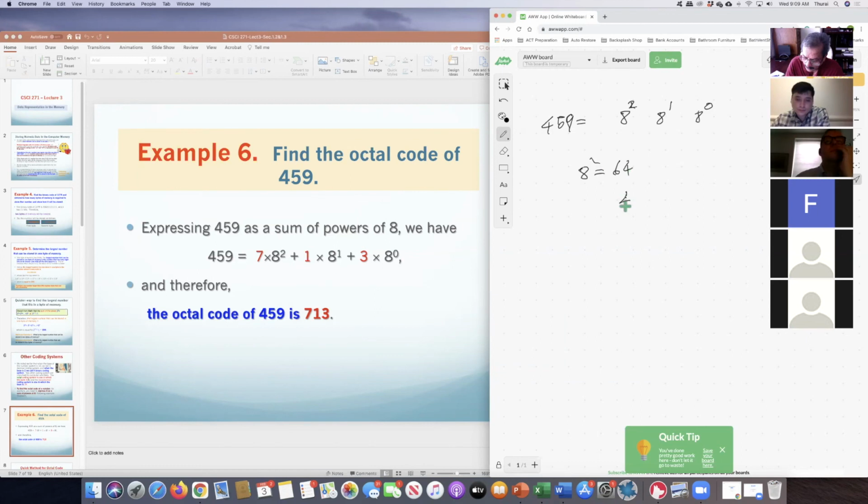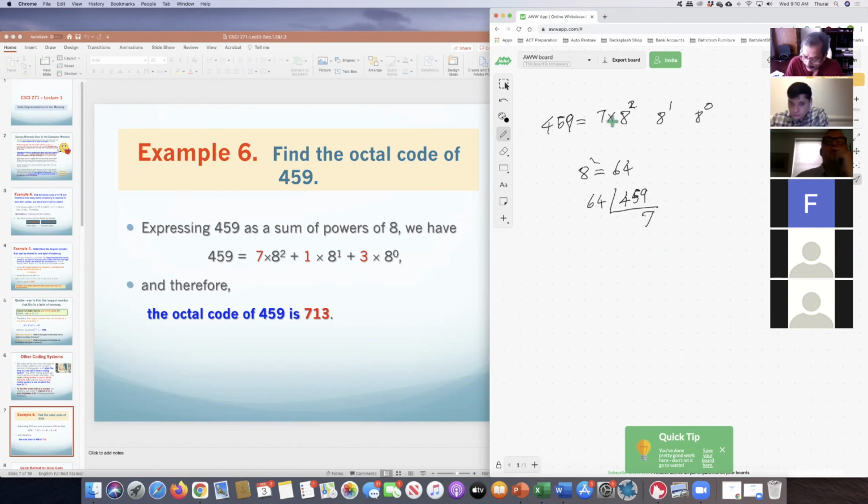I have to just divide 459 by 64 to see how many 64s are there. And it came up 7. You can use a calculator. Divide 459 by 64 in the calculator, you'll get 7 point something. That means 7 is the whole number, the fractional part will have to be discarded. So 64 goes into 459 7 times. That's all we need. So therefore 7 goes in front of it.